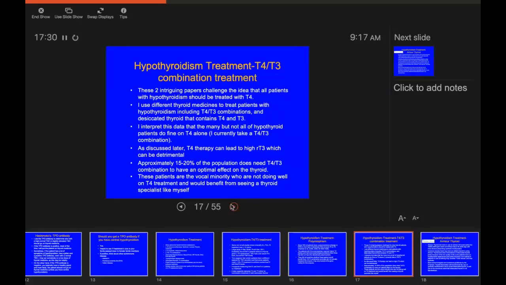The silent majority goes to their primary doctor. They're on T4 alone. They're doing fine. But a very significant number of people are not doing well, and it really deserves this individualized treatment that they would probably get from a thyroid specialist like myself.